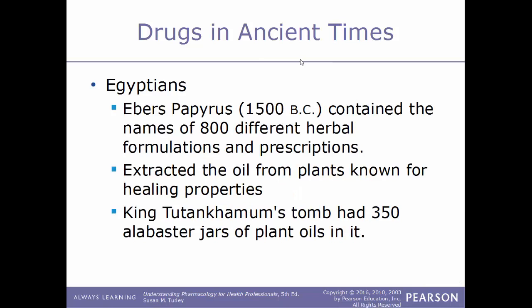Now there's a very well-known document when it comes to pharmacology from this time, around 1500 BC, a document called Ebers Papyrus. It contained the names of 800 different herbal formulations and prescriptions. It also described the use of extracted oil from plants for various healing properties. And even in King Tut's tomb, he had over 350 alabaster jars of plant oils inside them. So this papyrus is a very important piece of medical and pharmacology history.